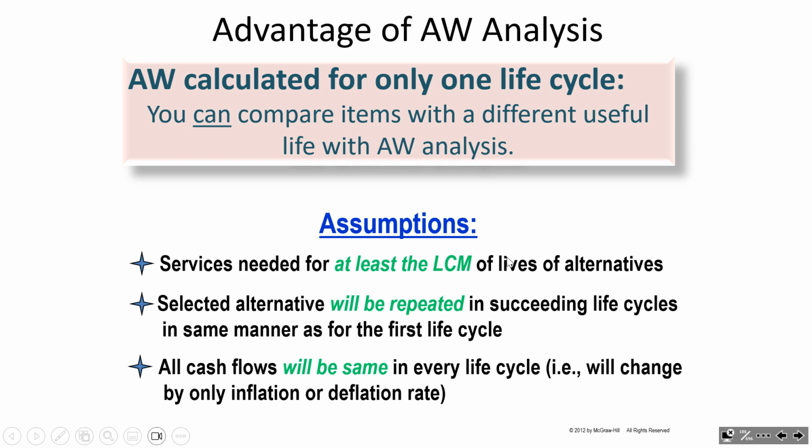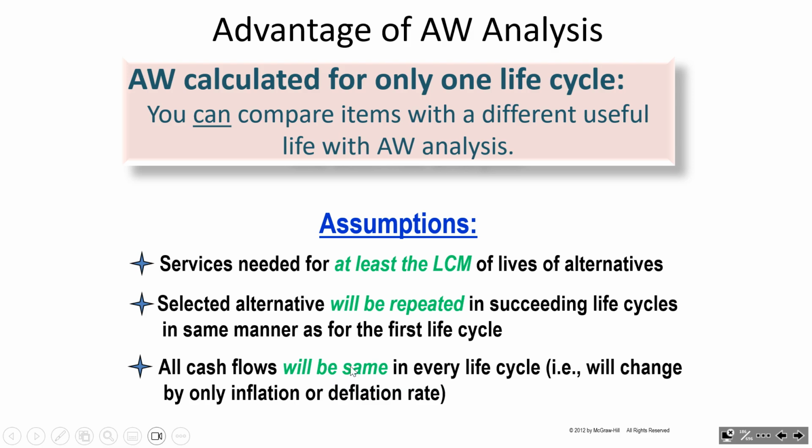And so you don't actually have to calculate the LCM, but if you have one option that's 3 years and one option that's 7 years, if you're using the annual worth method to compare them, then the only way to compare them would be to assume that both of them would be needed for at least 21 years. And so because of that repeatability assumption, it assumes that all the cash flows would be the same in subsequent life cycles.